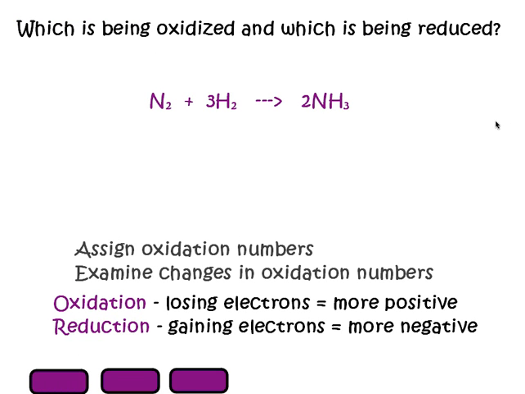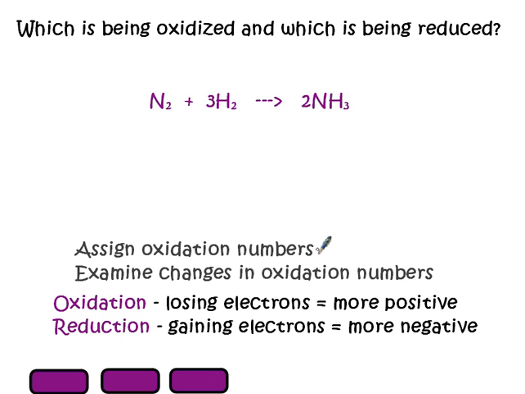So, the big question that gets asked a lot in general chemistry classes is which species in the chemical reaction is being oxidized and which one's being reduced. So looking at this here, I have a synthesis reaction. I got nitrogen and hydrogen and it's turning into ammonia. Classic reaction there, right? Now, the first thing that we need to do is assign oxidation numbers.